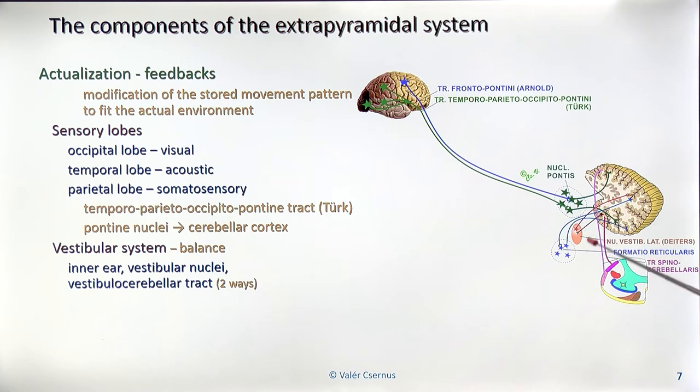The connection between the lateral vestibular nucleus and the cerebellum is named the vestibulocerebellar tract, and some scientists say that from the cerebellar cortex there is also a pathway back. We do not know exactly; we just have some idea what the background is, but some people describe that. We have very important information on the state of the muscle.